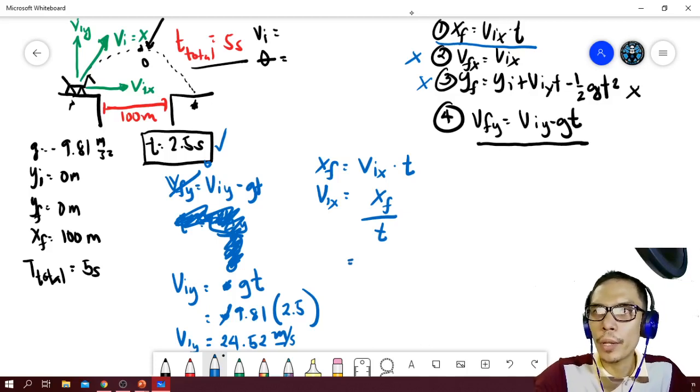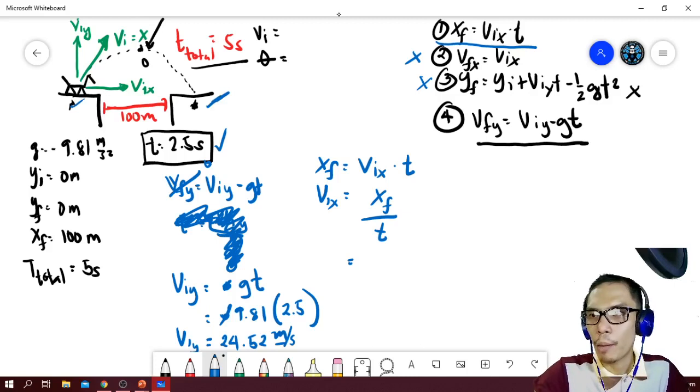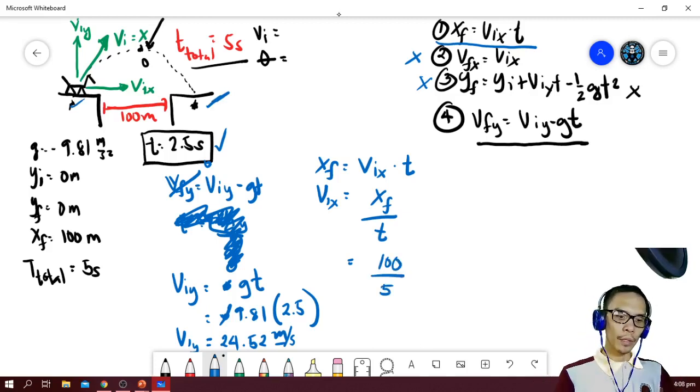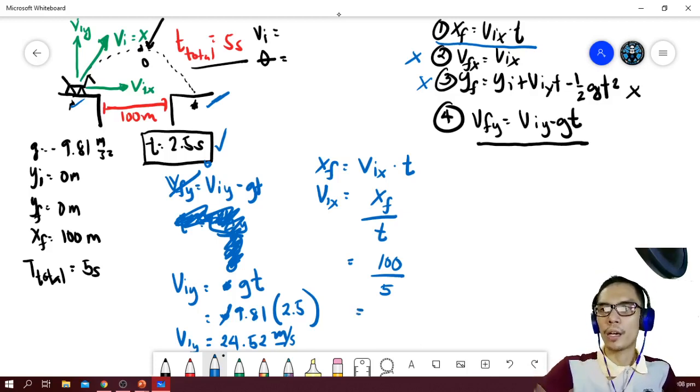To compute for the v sub ix, let's substitute all the values. We will not use this time because that is the midpoint. Now we will use the total time, because according to the problem, the object completed the jump from this point to this point. So we will use the 5 seconds. So we have 100 divided by 5.